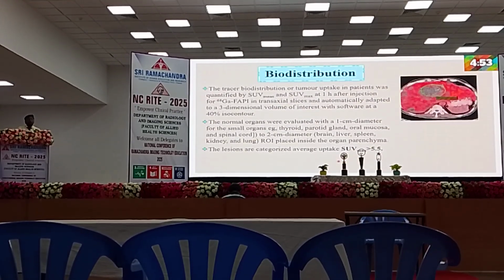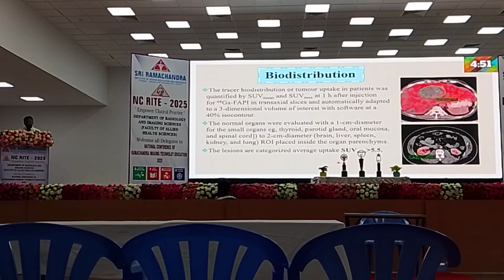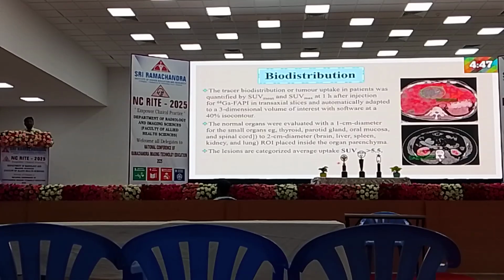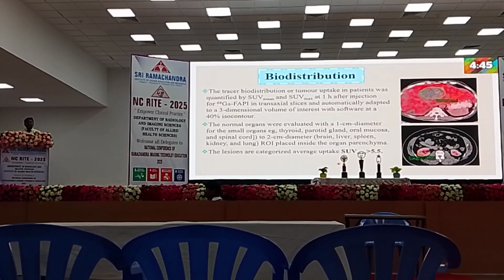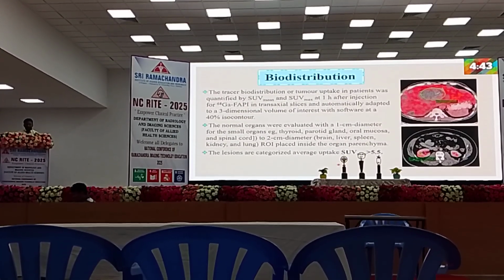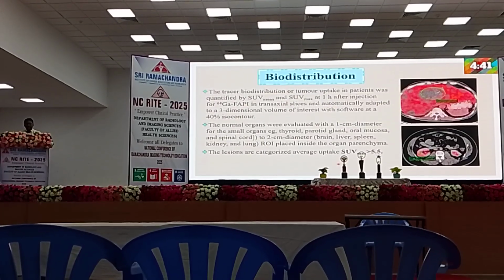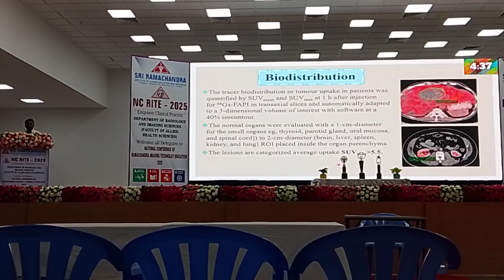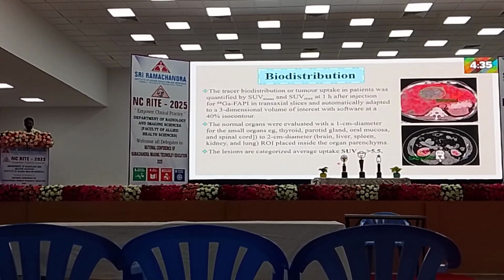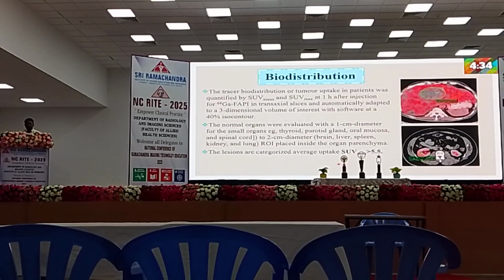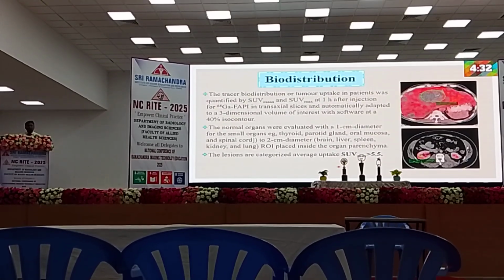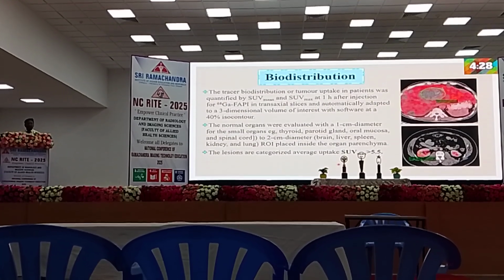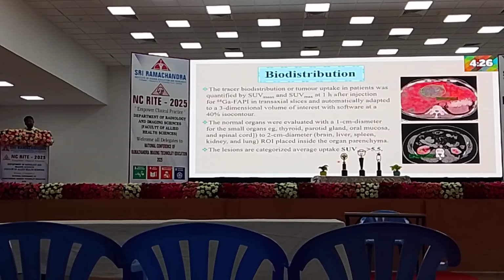In addition, we have to know about the biodistribution. Biodistribution, also known as tumor uptake in the patient, is quantified by SUV max and SUV mean. SUV max means standardized uptake value. It is acquired 1 hour after injection for gallium FAPI, in the transaxial slices. For normal organs, a 1 centimeter to 2 centimeter diameter ROI is placed inside the organ parenchyma, while the ROI is placed on any lesions. The average SUV value will be greater than 5.5, especially for malignant lesions.